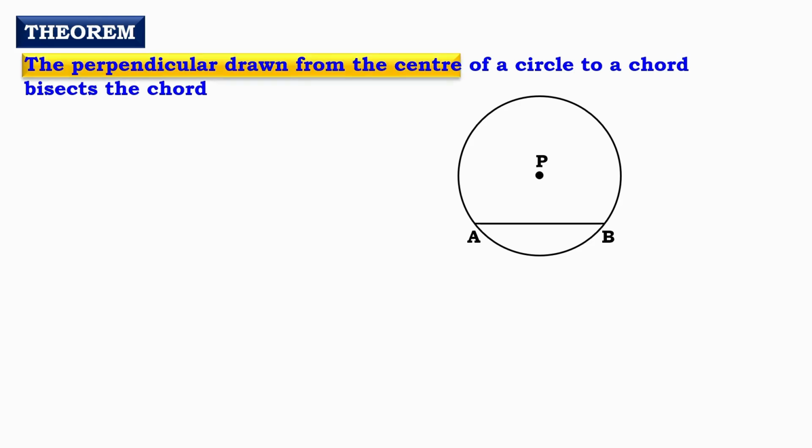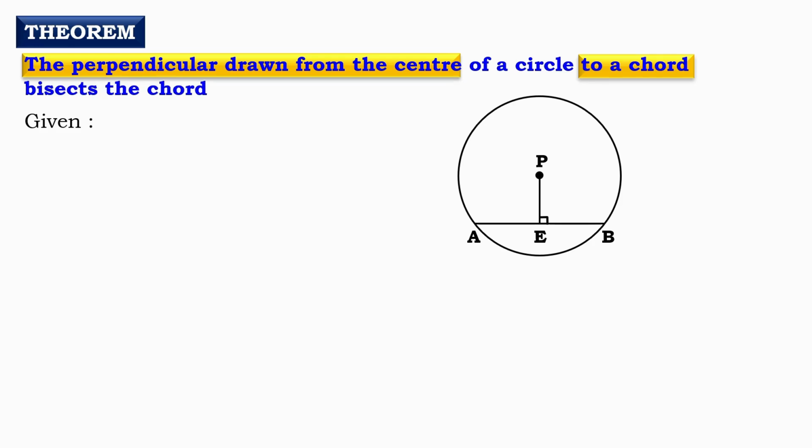The perpendicular drawn from the center. If we draw a perpendicular line, perpendicular means it will make 90 degrees, right? So let us draw a line from P to the chord AB and it will intersect at point E, where it is making a 90 degree angle. This is given.